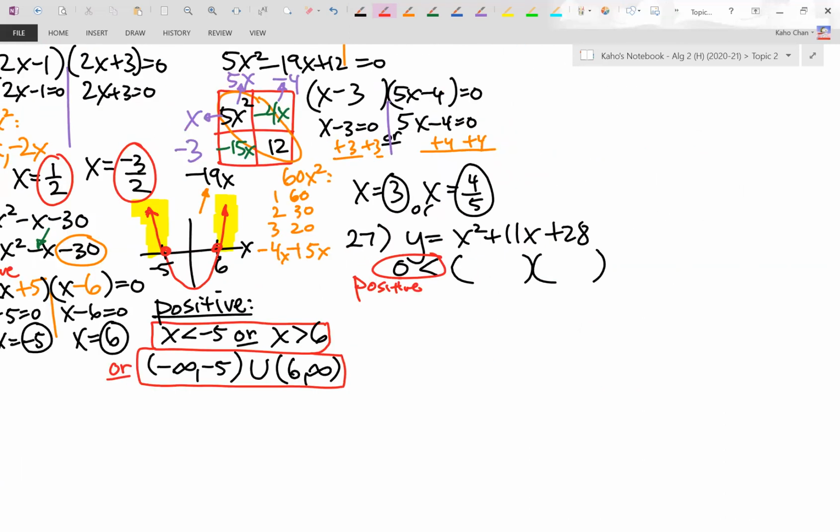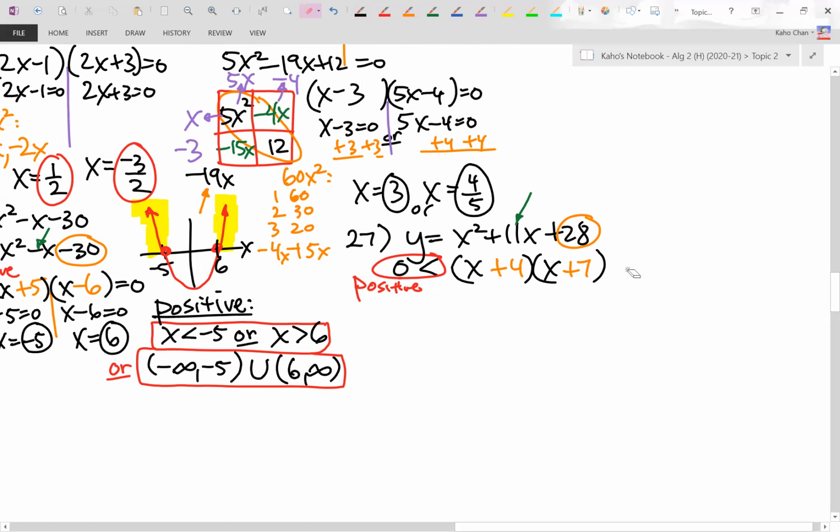What times what equals positive 28 when added together will give me 11? Oh, this is a lot easier, yay. Using guess and check first. So you go through the list in your head, 1 times 28, 2 times 14, 4 times 7. Both positive. Which means when you set this equal to, well, you know what I'm saying. This is a generic holder there, that's 0 right there. X equals negative 4, or x equals negative 7.